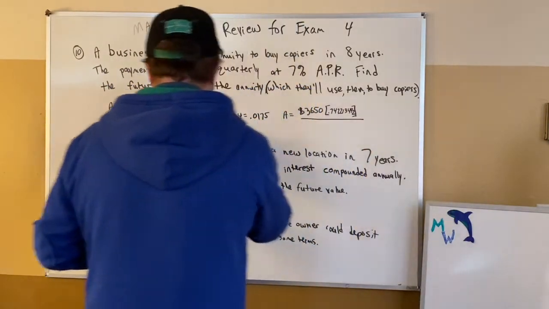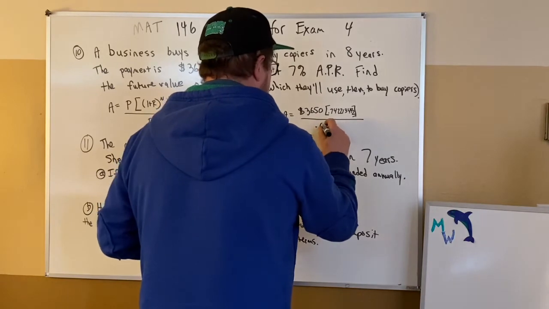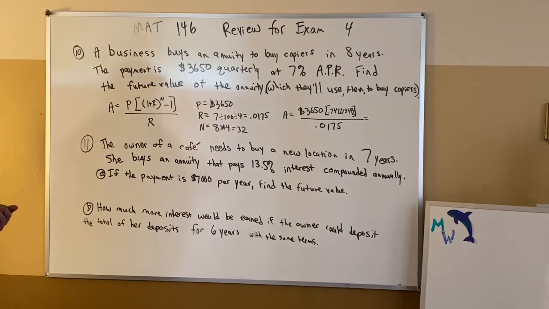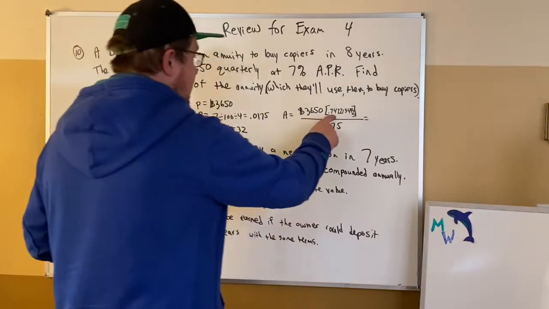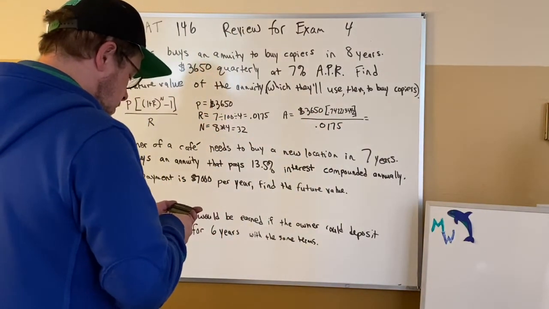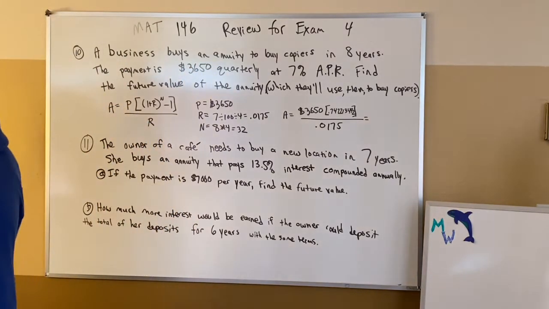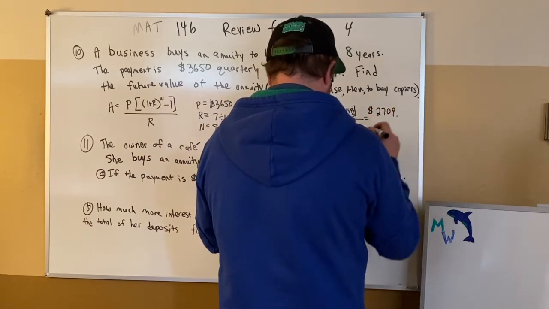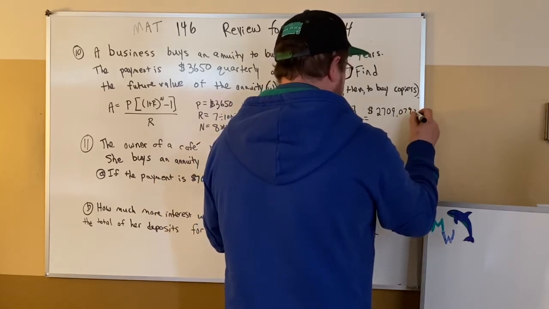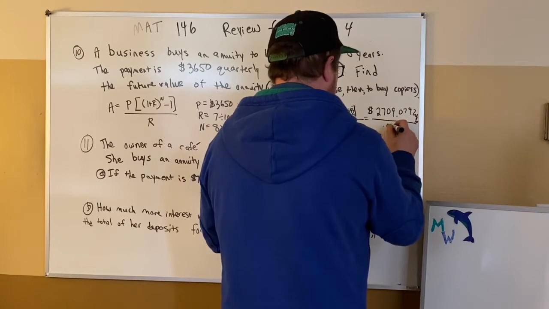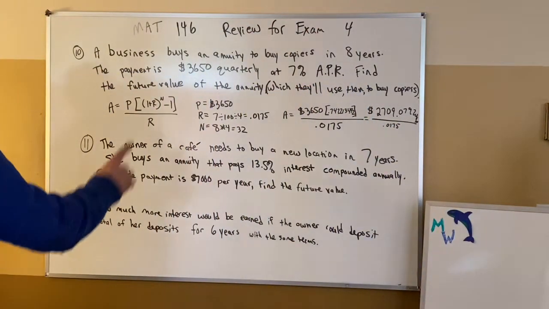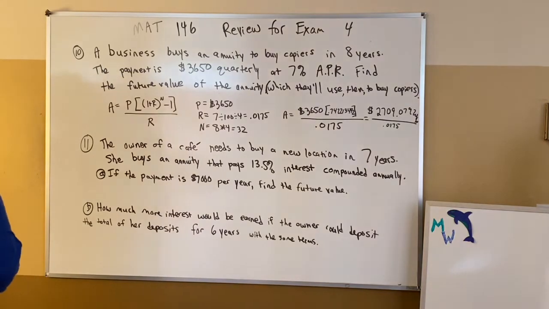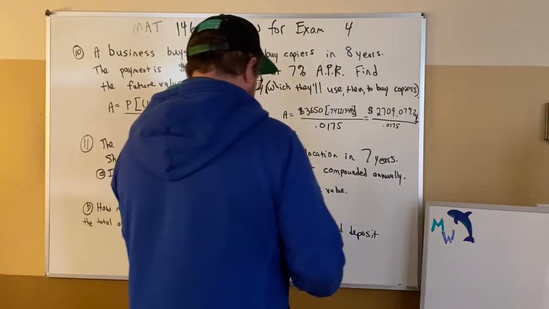The denominator, good news, is just what R needs to be, 0.0175. So I'm going to multiply this by 3650, which gets me approximately 2709.079246 over 0.0175. Take that number and divide by 0.0175, and I get 154804.